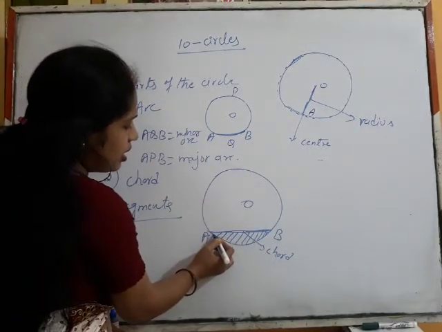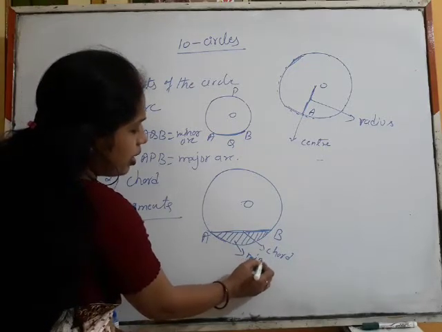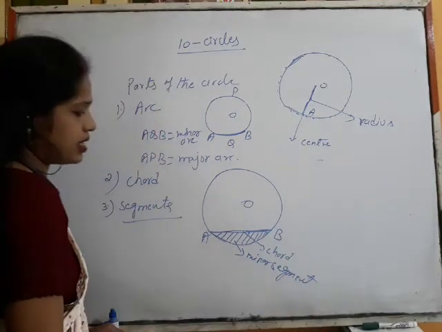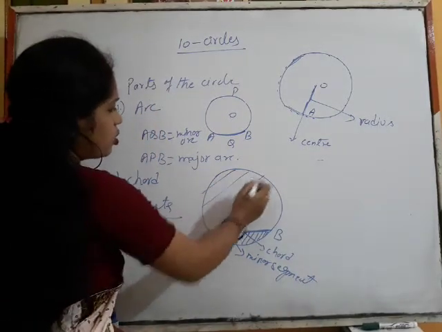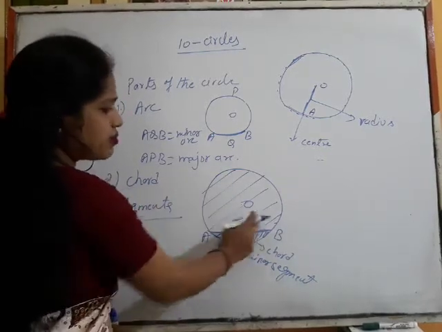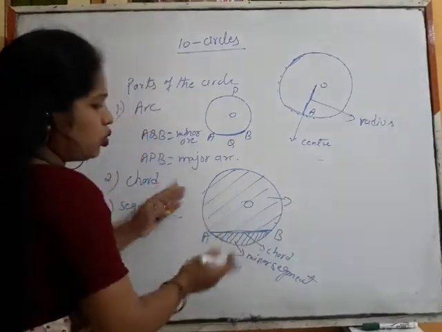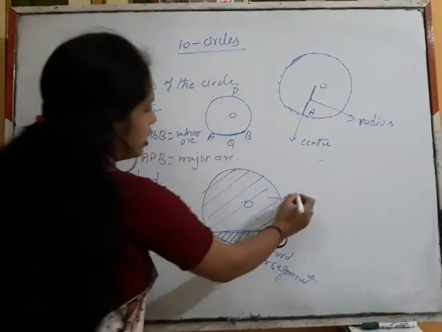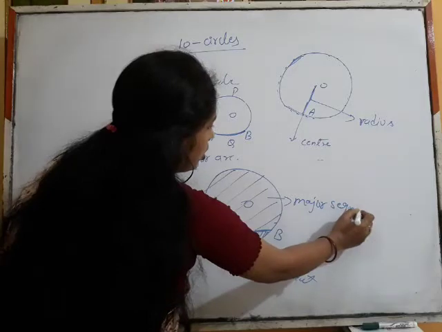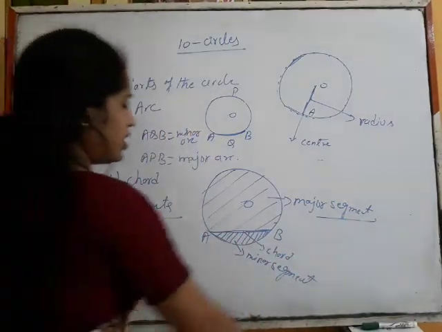So the whole area of the circle is being divided into 2 parts. This area corresponding to the minor arc is the minor segment. And this is also the region between the chord and the corresponding arc. Here the corresponding arc is the major arc, so the area included between the chord and the corresponding arc here will be the major segment.